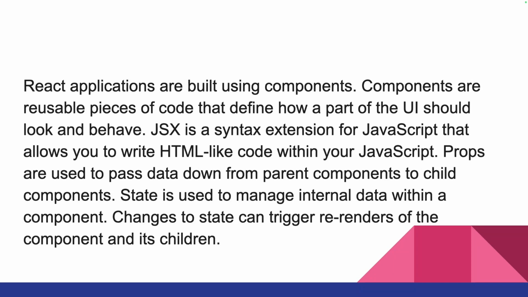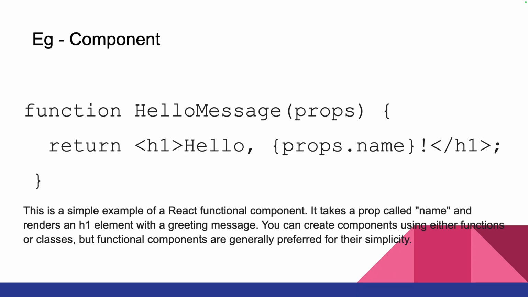React applications are built using components. Components are reusable pieces of code describing how a part of the UI should look and behave. JSX is a syntax extension for JavaScript that allows you to write HTML-like code within your JavaScript. Props are used to pass data. State is used to manage internal data. Changes to state can trigger re-renders for the component and its children.